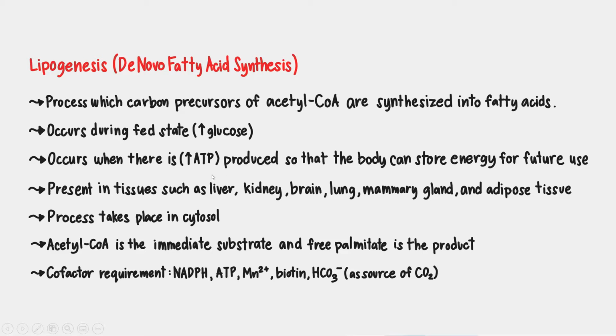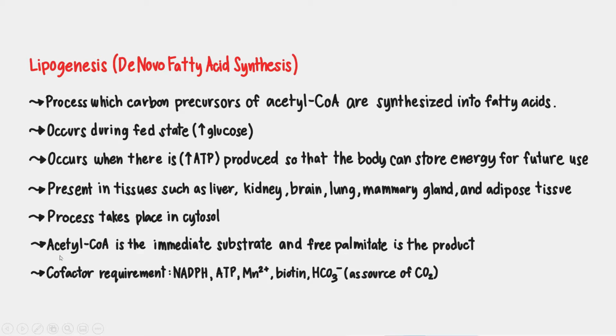With this, our body also has its own way to regulate the production of ATP to prevent the overproduction of that energy currency. And how does this happen? The acetyl-CoA, which is derived from pyruvate and from glucose, will be synthesized into fatty acids to store energy for future use. Now, lipogenesis is present in tissues such as the liver, kidney, brain, lungs, mammary gland, and adipose tissue. Inside the cell, its process takes place in the cytosol.